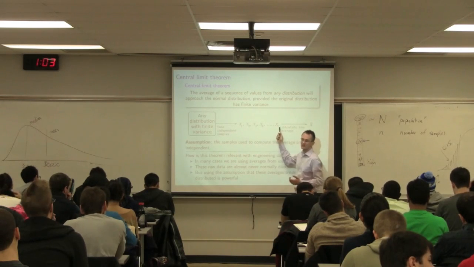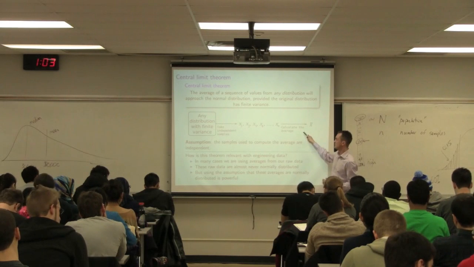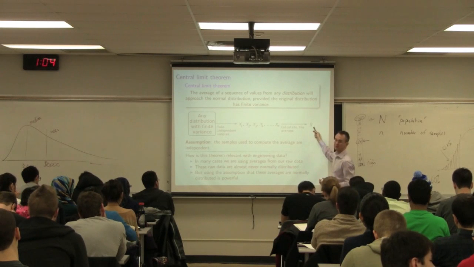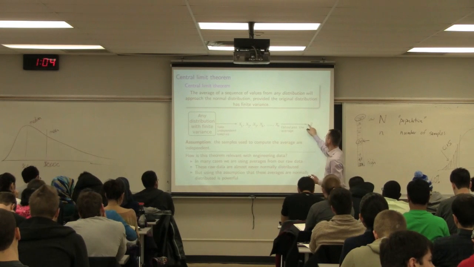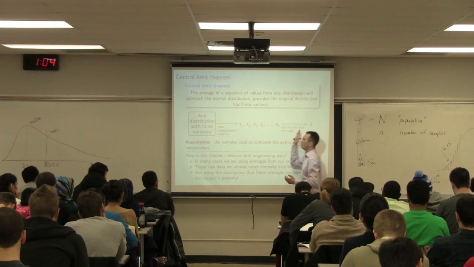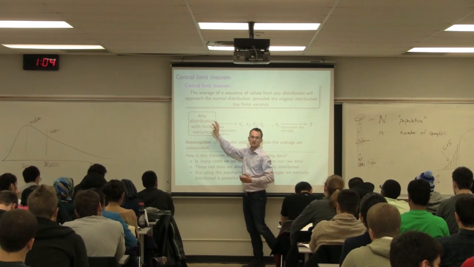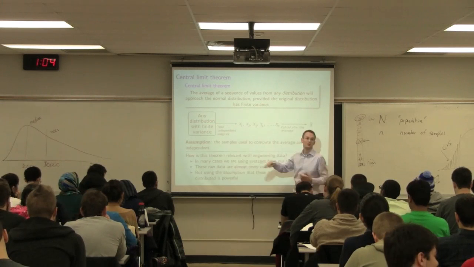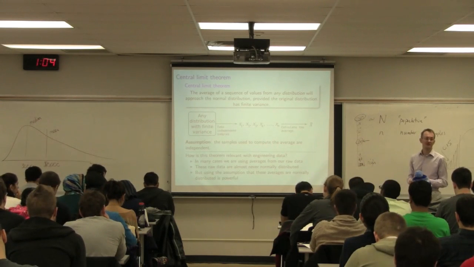I've got lowercase n samples. Sum them up, divide through by n to compute the average. That average x bar comes from a normal distribution, is what the central limit theorem says. So that x bar is likely to come from the normal distribution, no matter what this distribution is back here. This could be the F distribution, could be chi-squared, could have an extremely long tail, it could be from the Bernoulli distribution, it could be from a uniform distribution, it doesn't matter.